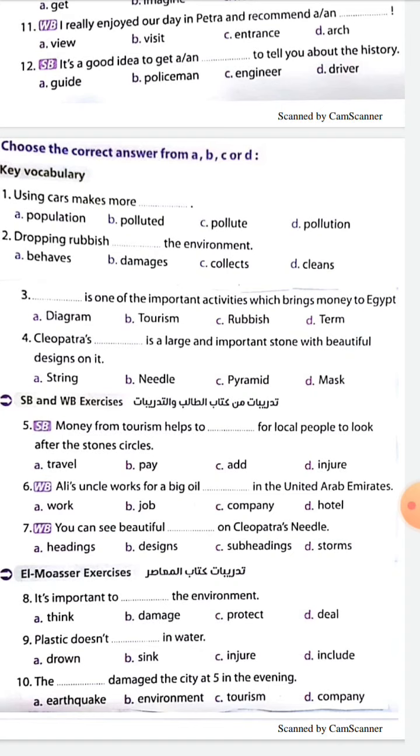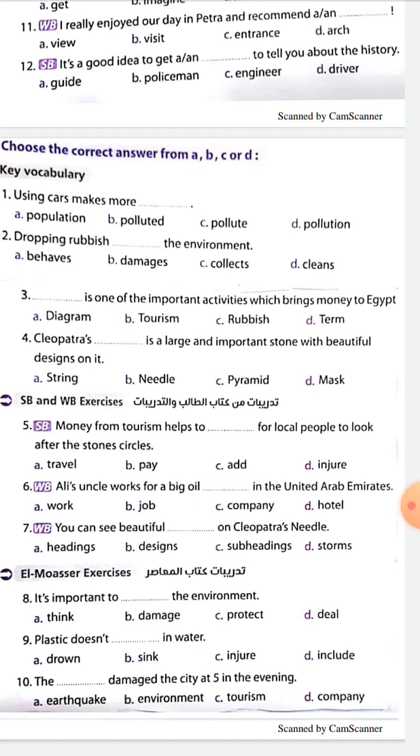Number 6. Ali's uncle works for a big oil ... in the United Arab Emirates. Ali's uncle works for a big oil company, شركة بترول in the United Arab Emirates, يعني في الولايات العربية المتحدة، الإمارات المتحدة. You can see beautiful ... on Cleopatra's needle. على مسلة كليوباترا you can see beautiful designs، اللي هي تصميمات.